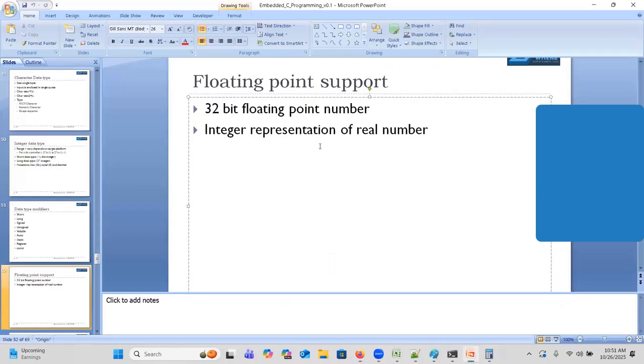Question, sir. Integer representation of a real number. So 32-bit floating point number. There are two types of floating point numbers. How to use them?